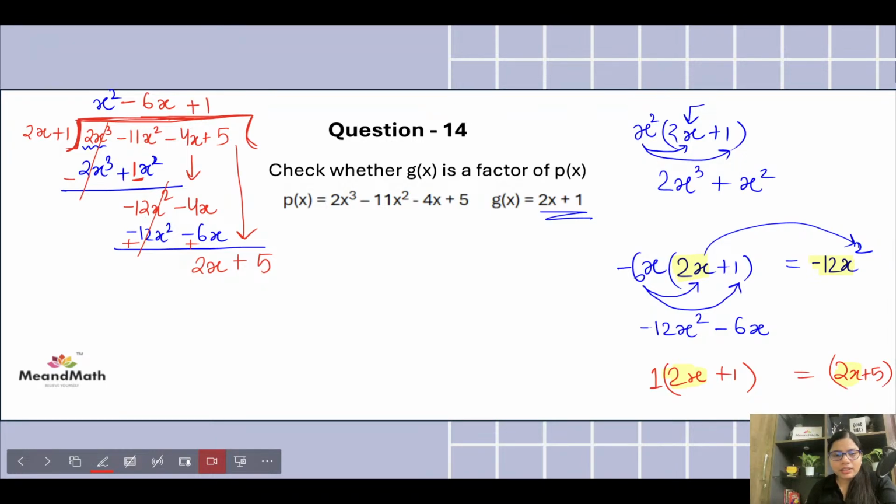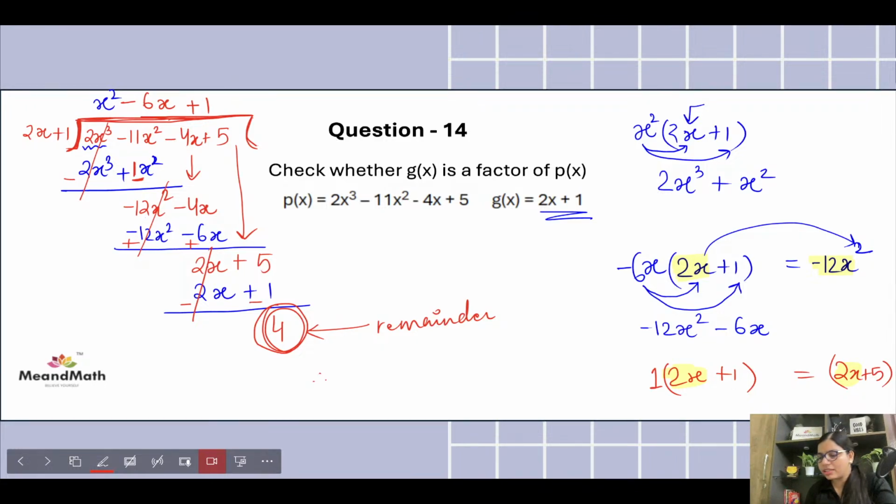It would be 2x plus 1. If we subtract that, it would be minus and minus. You are coming up with 4. If you are having some remainder left, it is not a factor. This is a remainder left. If you have any remainder left, then you will say 4 is the remainder, so gx is not the factor. We can't say gx to be a factor.